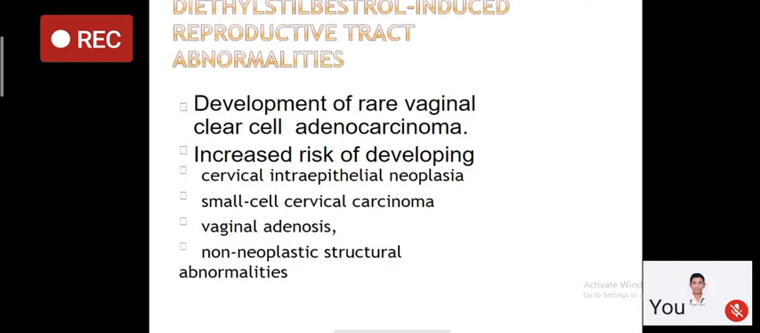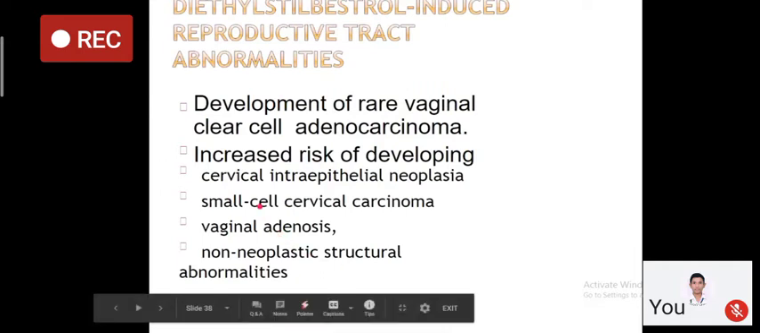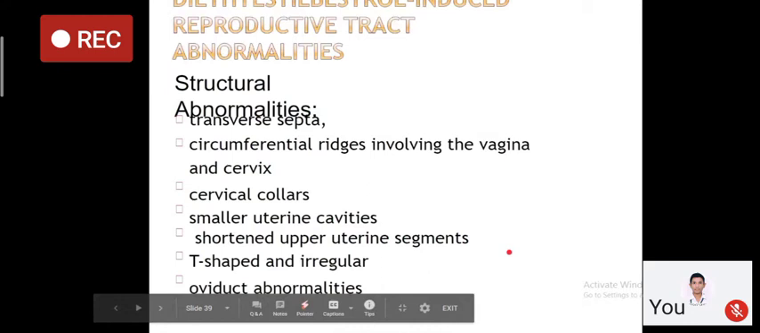What happens in diethylstilbestrol induced reproductive tract anomalies? Development of rare vaginal clear cell adenocarcinoma. So that leads to the increased risk of developing CIN, small cell cervical carcinomas, vaginal adenosis, non-neoplastic structural abnormalities. These questions are asked too much in the PG exams. One question is about vaginal adenosis. Another is small cell cervical carcinoma. These two questions are most of the time asked in exams.